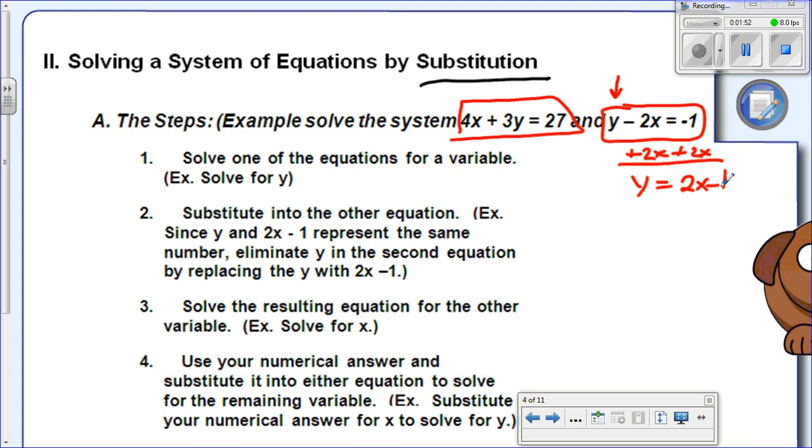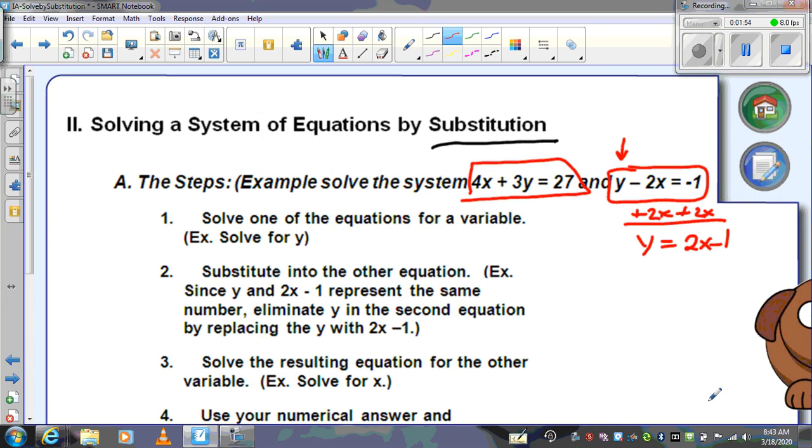Now this is the cool part. I'm going to take this and put it into the other equation. So I'm going to do ESA. The other equation is 4x plus 3y equals 27. This is my E. Now I am going to take this expression right here and put it right in place of the y.